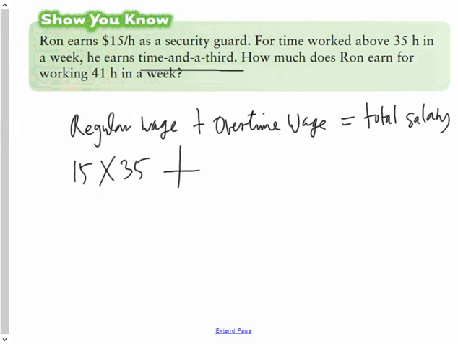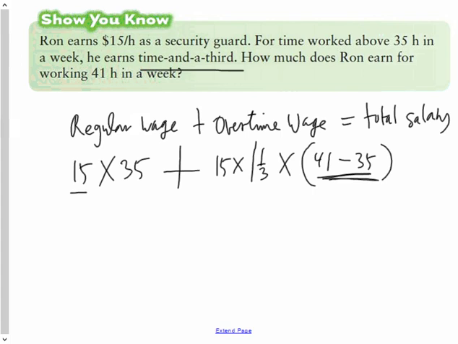To that, we're going to add his overtime wage. So here he made $15 an hour, but here he's going to make $15 multiplied by 1 1/3, because he's going to make 1 1/3 times that hourly wage, multiplied by the number of overtime hours he worked, which we're going to write in brackets as 41 hours that week minus the 35 hours that he would normally call his regular hours. This will be how many overtime hours he worked.